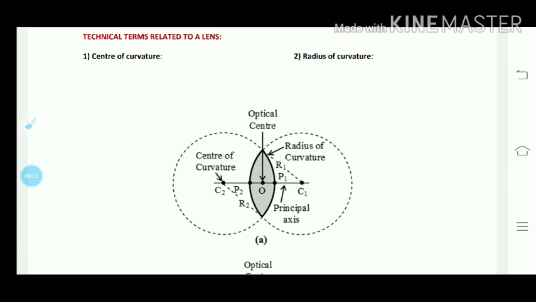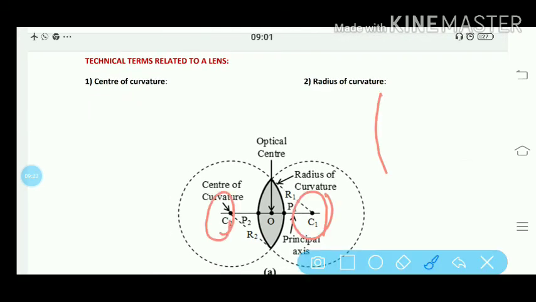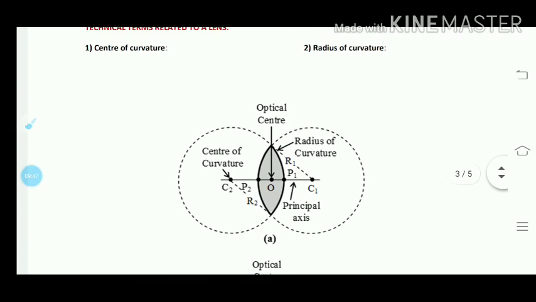The very first is center of curvature. A lens has two surfaces. Each surface of the lens is a part of a sphere. So the center of the sphere, whose part is the lens surface, is called the center of curvature of that surface of the lens. So a lens has two spherical surfaces. So there are two centers of curvature of a lens, C1 and C2. The lens is part of this sphere and this sphere. So it has two centers of curvature, C1 and C2.